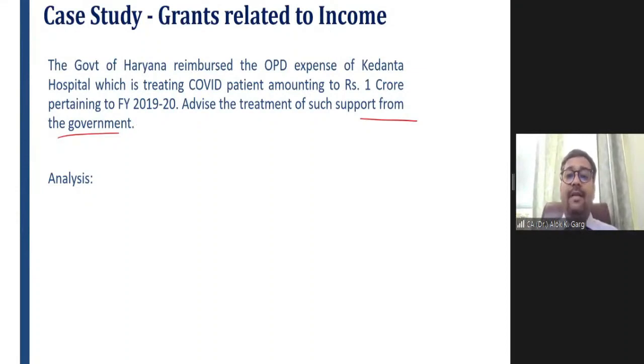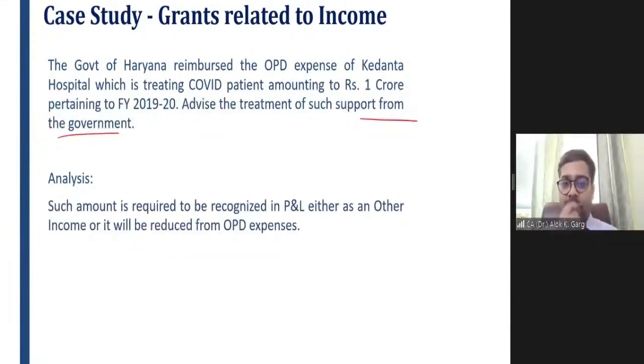And what is the treatment? How it has to be shown? So there are two alternative treatments. 1 crore can be shown as an income in financial year 2019-20, and the related expense can be shown as an expense. The second, this 1 crore can be reduced from the related expenses. If the related expenses are lower, then the buffer part will go to income. Otherwise, the complete 1 crore should be adjusted from the expense. So such amount is required to be recognized in P&L either as other income or it will be reduced from the OPD expenses. Clear?